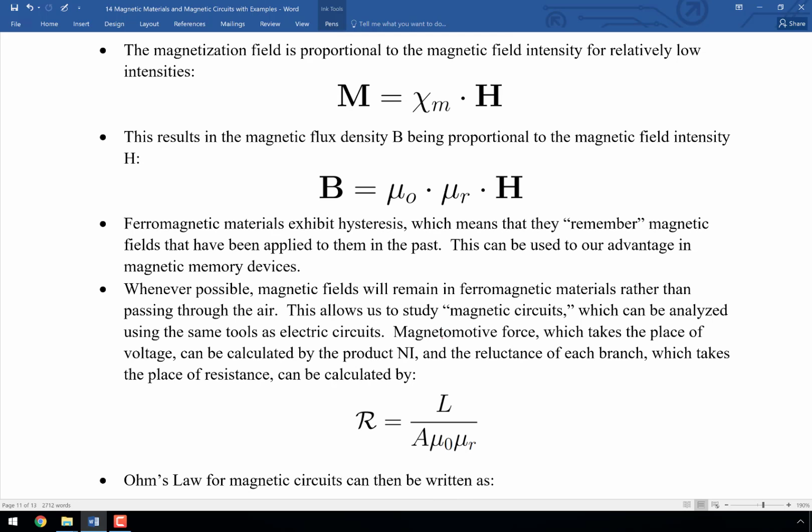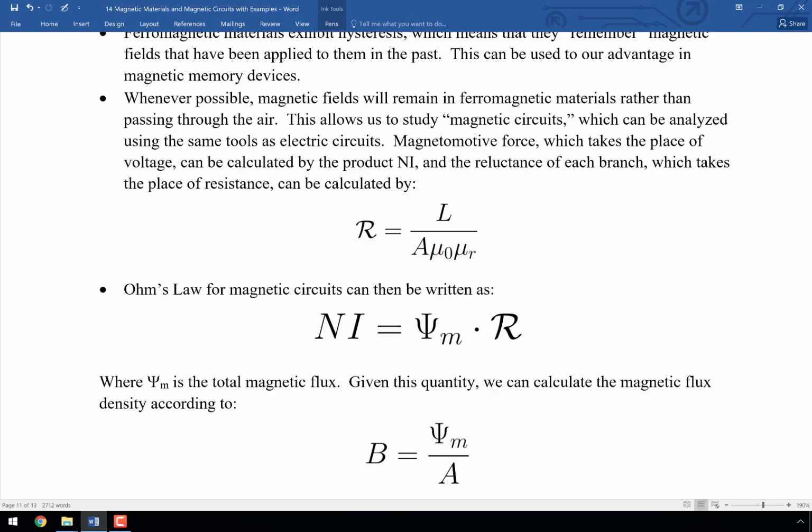Whenever possible, magnetic fields will always remain in ferromagnetic materials rather than passing through the air. That allows us to study what are called magnetic circuits. Magnetic circuits can be studied as analogs to electrical circuits, meaning that all the tools we've developed for electrical circuits can be applied to the magnetic circuits. And then we can calculate the magnetomotive force, reluctance, and from that we can calculate the magnetic flux, which then allows us to calculate the magnetic flux density if necessary.